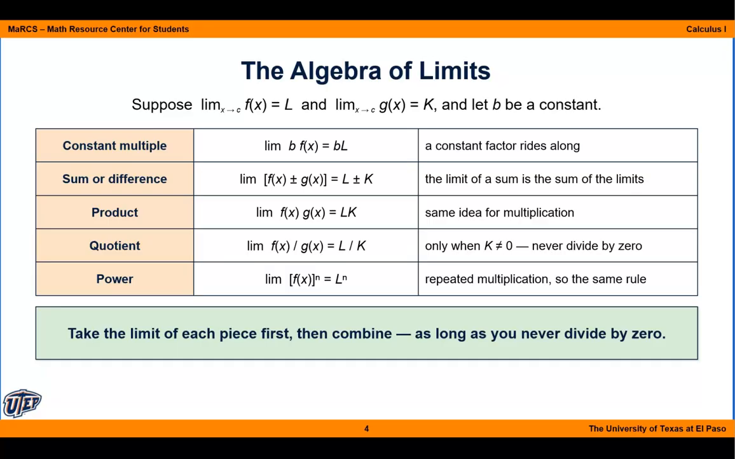The quotient rule works in the same way, with one essential restriction. The limit of the denominator cannot be 0. We must never divide by 0. So the general strategy is to take the limit of each piece and then combine the results using the corresponding algebraic operation. These laws provide mathematical justification for direct substitution.